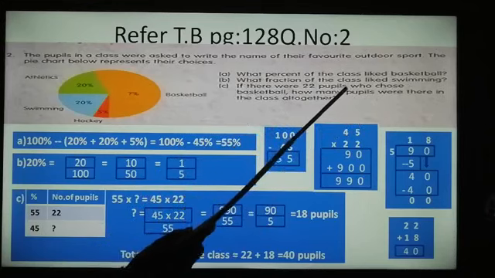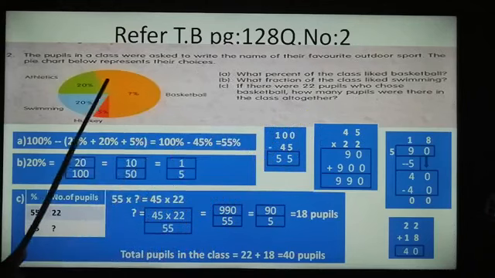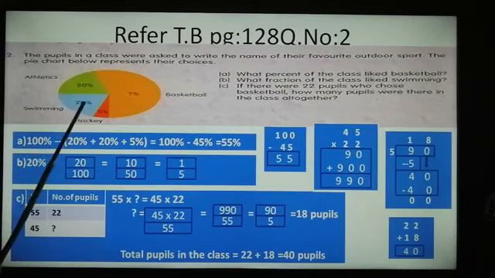What fraction of the class like swimming? We have to find out the fraction. It's very easy because the numerical value, its percent, is given here. So check the pie chart. Swimming is mentioned here as 20%. So how will we write 20%? When you change it into fraction form, it is equal to 20 by 100.